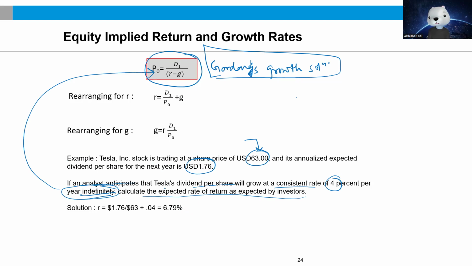So we are asked for the required rate of return the investor should ask for. All that you need to do is to equate 63 equal to 1.76 into 1.04 divided by R. Always remember, whatever dividend is given, multiply it by at least one period's growth rate. We have to find this R, and the G has been given as 4%. So you can isolate the R from here, and R should come out to be somewhere around 6.79%.